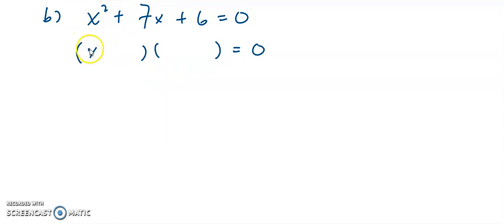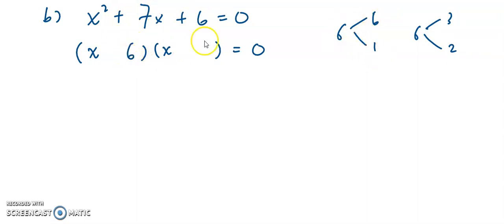X squared consists of x multiplied by x, and for the 6 there are two combinations: either 6 multiplied by 1, or 3 multiplied by 2. So in order to get the 7x here, I will choose to use the combination 6 and 1, so that later on you can produce 7.